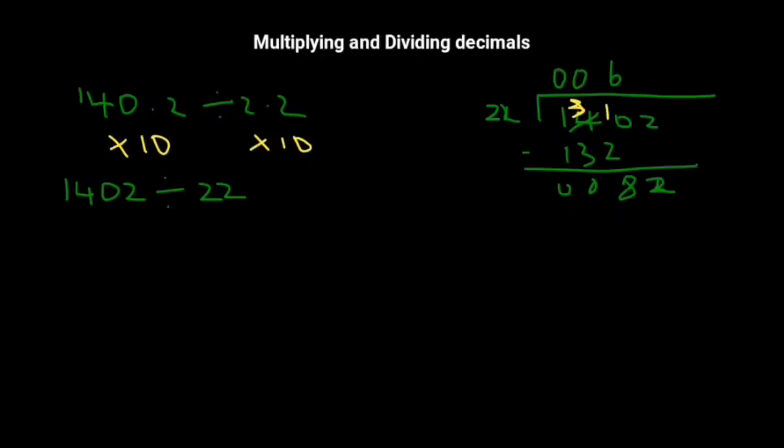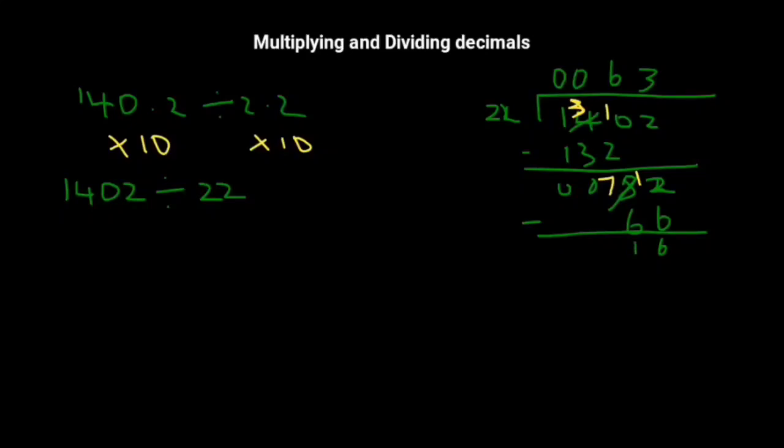So now we have 82. 22 into 82 can go 3 times. So we're going to write our 3 on top. So 22 times 3 would give us 66. So we're going to write our 66 under the 82. And we're going to subtract that. 6 from 2 cannot go. So we're going to borrow 1 from the 8, which would leave it 7 remaining. And then the 2 becomes 12. 6 from 12 would give us 6 remaining. And then 6 from 7 leaves us with 1 remaining.